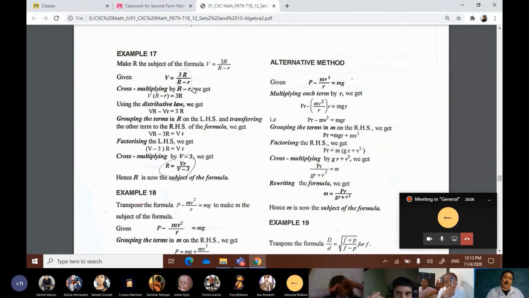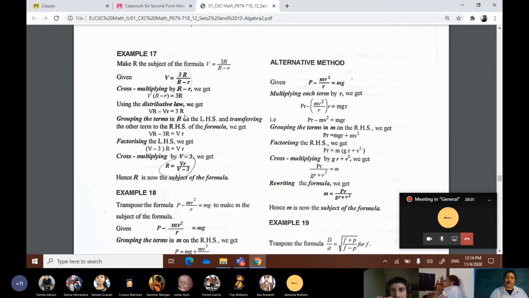We cross multiply by big R minus small r. We get V open bracket capital R minus small r close bracket equals 3 capital R. Using the distributive law, we get V times capital R is VR, capital V and capital R, minus V times small r is Vr, equals 3 capital R.